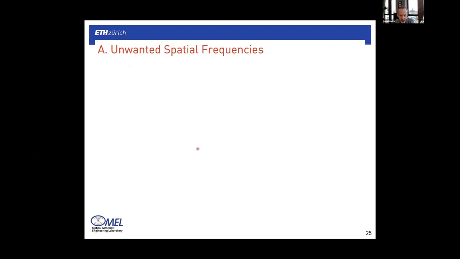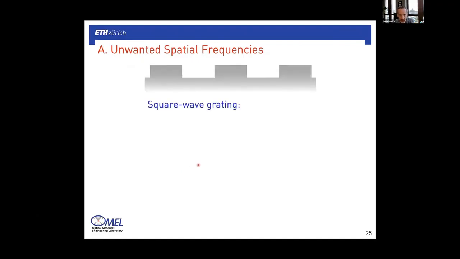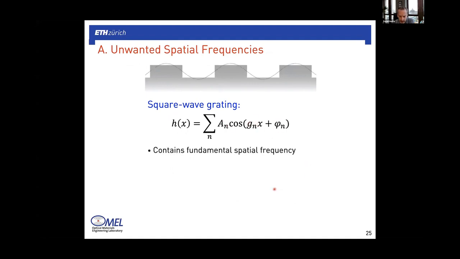So first, it's going to give us unwanted spatial frequencies in our surface. And I think this is clearly seen if we just consider a square wave grating, and we know that such a periodic structure, its height profile as a function of x, can be written as a Fourier series where we have a series of cosines, each having an amplitude, a spatial frequency g, and a phase phi. So in that case, of course, our grating will contain the fundamental spatial frequency that we presumably care about, as shown here, but it will also have to contain many other sinusoids to make up these sharp edges, as we know from Fourier series.